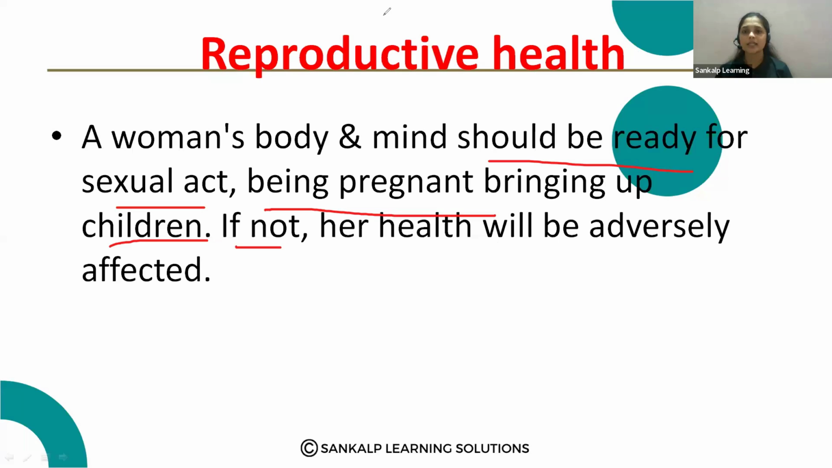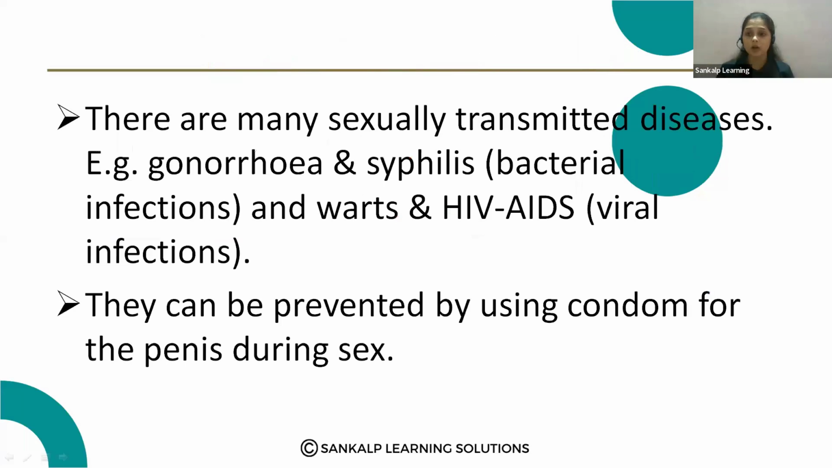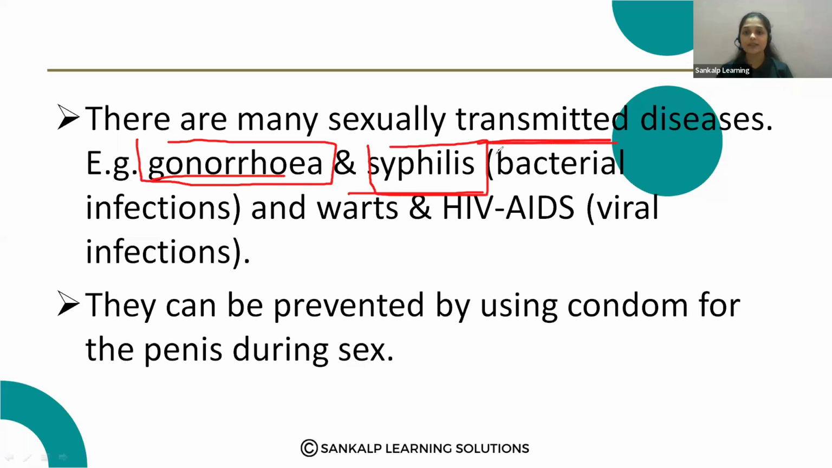So there are some sexually transmitted diseases. Through sexual contact, they transmit from one person to another person. So what are these sexually transmitted diseases? Here, gonorrhea, syphilis. Very important, note down this. Gonorrhea and syphilis are sexually transmitted diseases. Through sexual contact they are transmitted, and they are caused by bacterial infection.